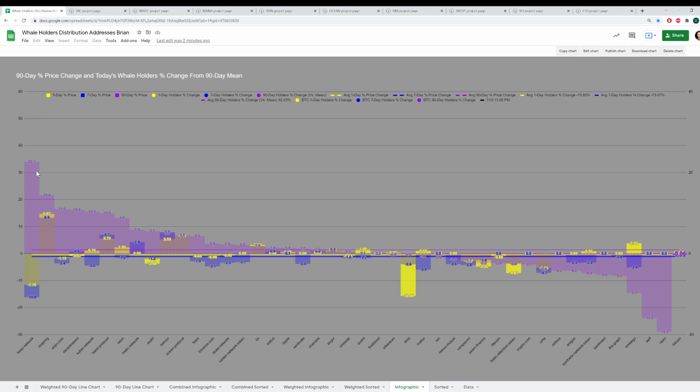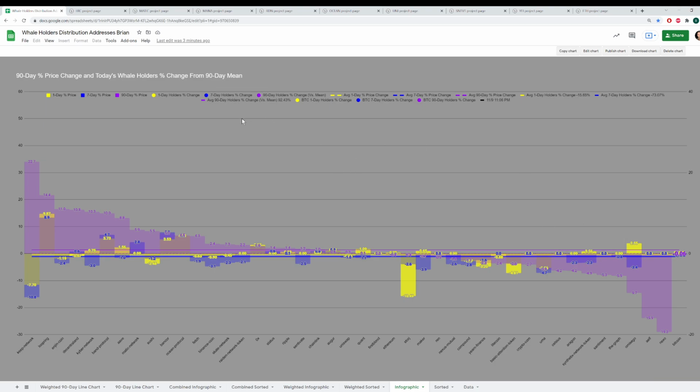But regardless, this gives you guys an idea of which assets are showing signs of whale addresses blossoming, the amount of whales growing versus the amount of whales dropping. And right now I have things sorted by the largest accumulation over the last 90 days to the smallest accumulation over the last, or the most dumpage, I should say, over the last 90 days.